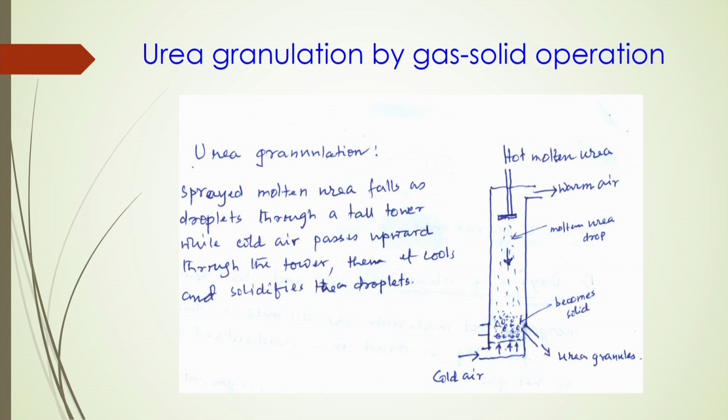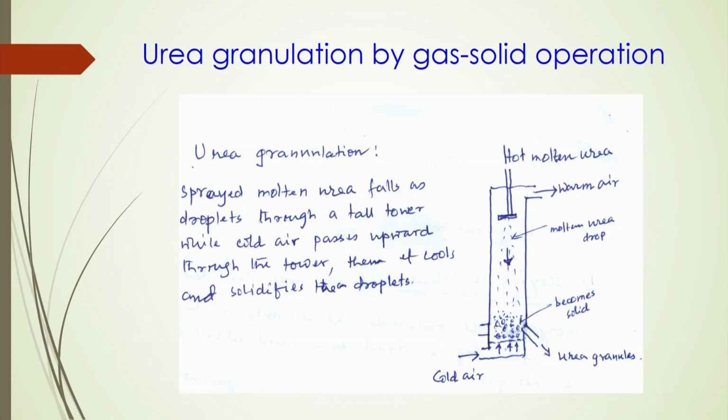Even you know that urea granulation by gas solid operation, how this urea, that is particulate urea, you are obtaining. Generally, whenever urea is being produced, it is coming as a molten urea, that is slug. Now, you have to make that granular in size. What to do? You have to supply cold air, at about 2-3 degrees centigrade, from the bottom of the column, and from the top the hot molten urea is to be supplied or sprayed.